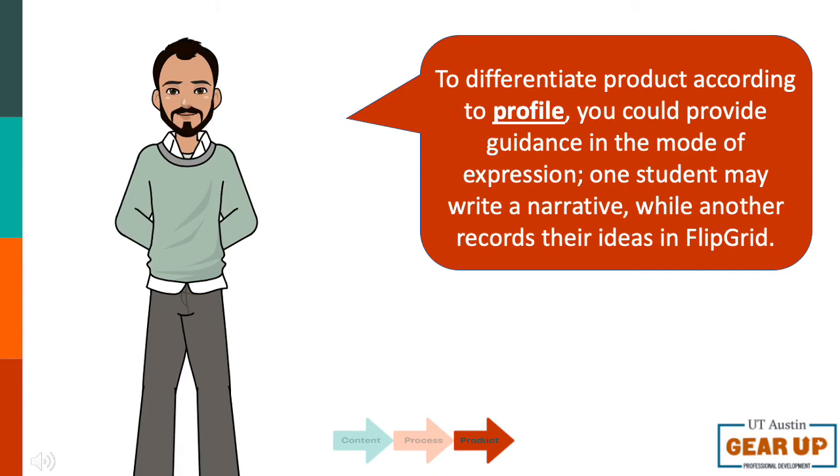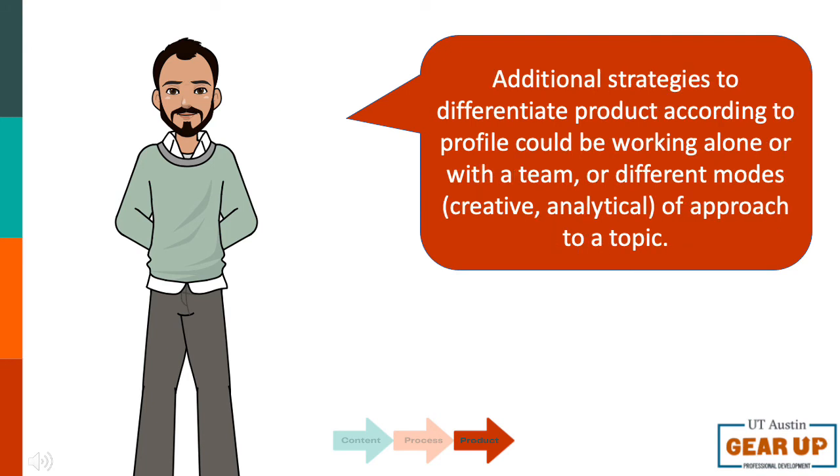To differentiate product according to profile, you could provide guidance in the mode of expression. One student may write a narrative, while another records their ideas in Flipgrid. Additional strategies to differentiate product according to profile could be working alone or with a team, or different modes of approach to a topic, either creative or analytical.